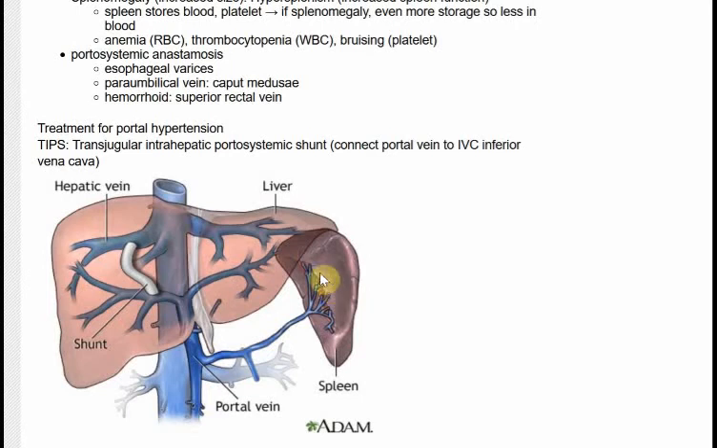You also have anastomosis between the portal vessels and the systemic vessels. So the gullet, you have esophageal varices, so bleeding inside the stomach. You can have paraumbilical veins, so you can have caput medusa, so dilated veins around the belly button area, and hemorrhoids due to a dilated superior rectal vein.